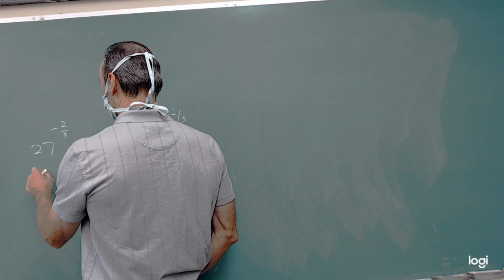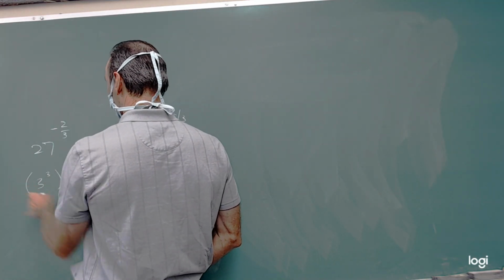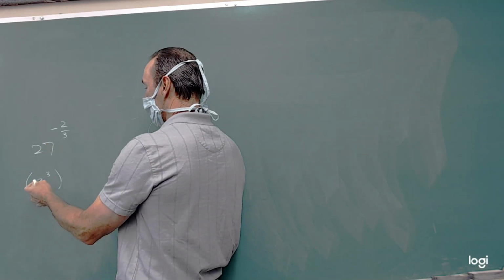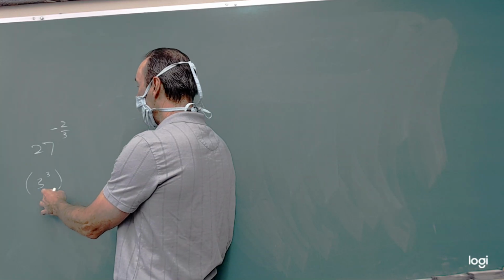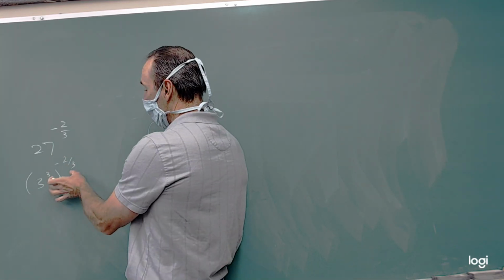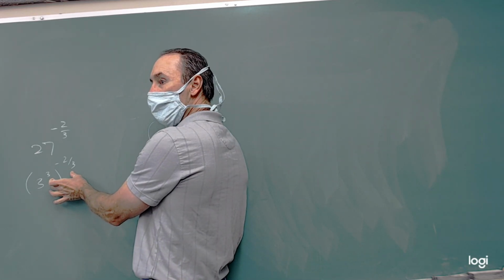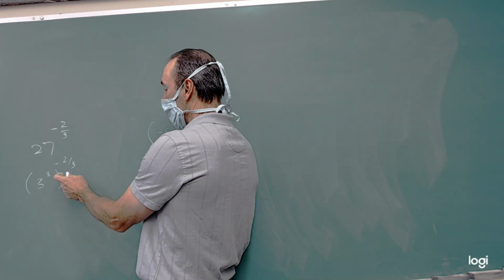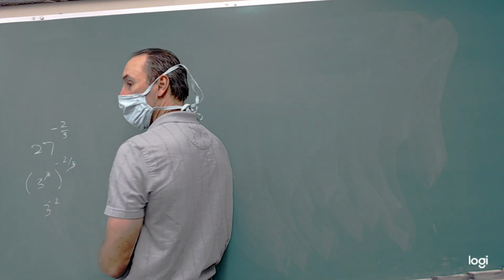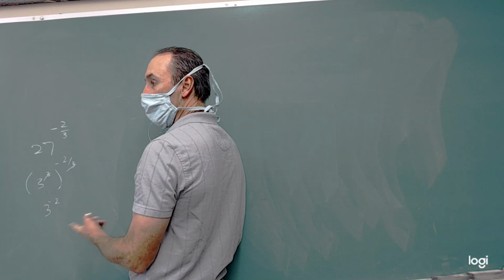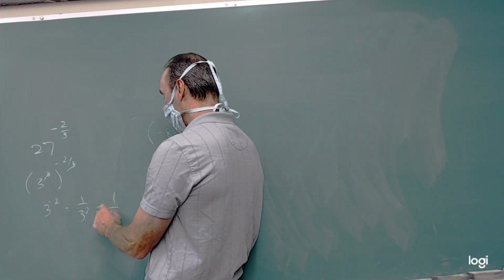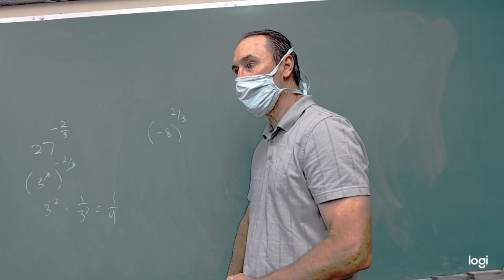One way, this is my personal preference, but you don't have to do it this way. We'll come back and do it with the radicals. So I'd like to see 27 as 3 to the 3rd raised to the negative 2/3 power. And when you raise a power to a power, you can multiply those exponents. And when you multiply fractions, you can cancel those. So what we're going to get is 3 to the negative 2. And then 3 to the negative 2 is 1 over 3 to the 2nd. And 1 over 3 to the 2nd is 1/9.